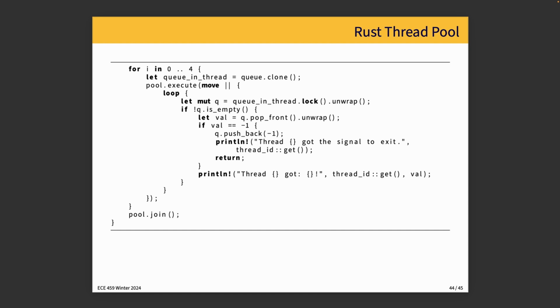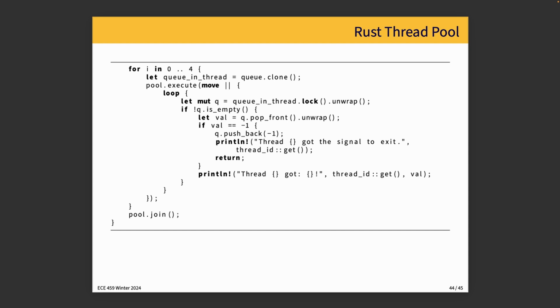Right, and then what we will do is clone the queue 4 times in this for loop, and then we're going to execute this closure using the thread pool. In the closure, what we're going to do is lock the queue. If the queue is not empty, take an item out of it. If it's -1, we've reached our sentinel value. So we're actually going to put the -1 back so that other threads will get a chance to grab it. And if they do, they will also know it's time to exit. But if we do get the -1, then it's time to go. Otherwise, we just print the value that we got, and then we'll do the next iteration of the loop.